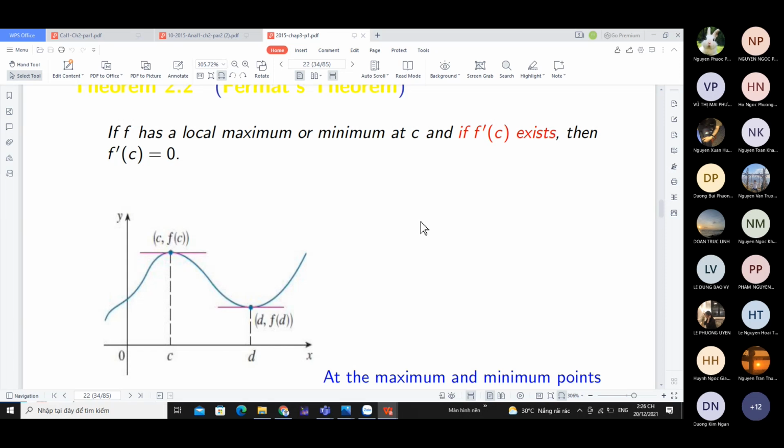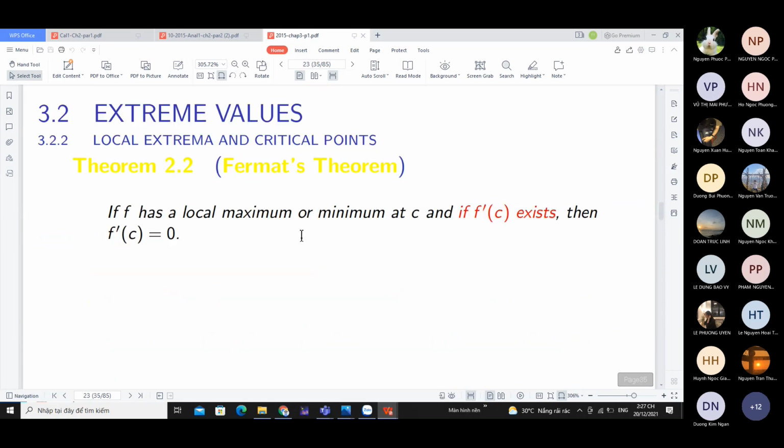Just a necessary condition. Now look at the figure. The function f has a local maximum at c, and it has a local minimum at d. At the point c, f of c or d, f of d, the tangent line to the graph of f is parallel to the x-axis. How to prove it? The proof is very, very elementary, very easy. I will show you right now.